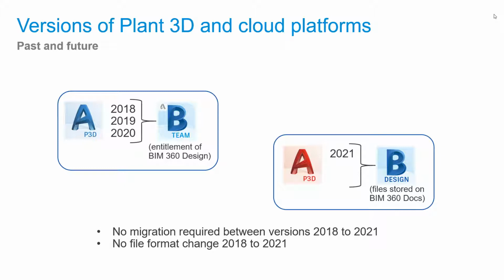So which versions of Plant 3D can I use to collaborate on the cloud? In the past, we used to have collaboration for AutoCAD Plant 3D versions 2018 to 2020. We used to collaborate on the BIM 360 Team Cloud, which we of course maintain, but we do not develop it anymore. So to work with BIM 360 Design and the workflows we just described, you will need AutoCAD Plant 3D 2021, which is the latest version. There's no migration required between 2018, sorry, 2020, and 2021 in terms of AutoCAD Plant 3D projects. We did not change the format.